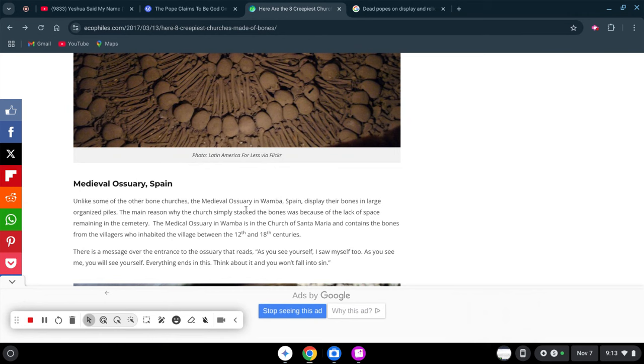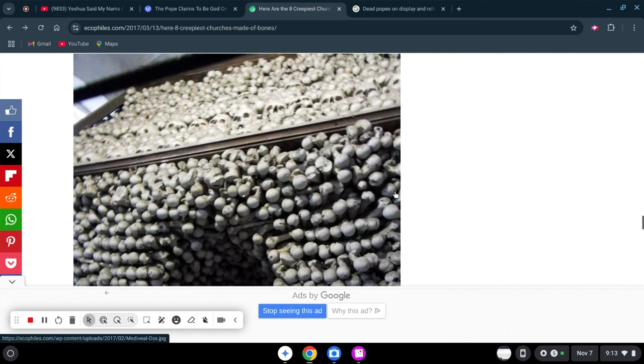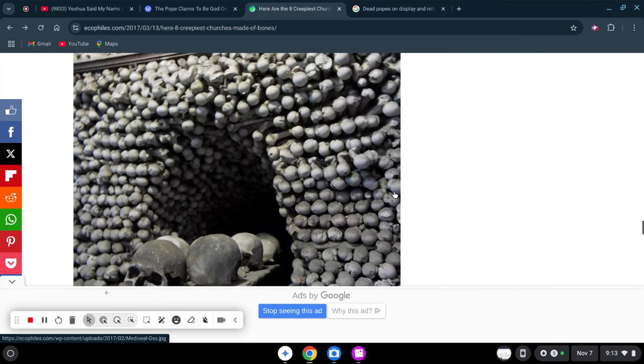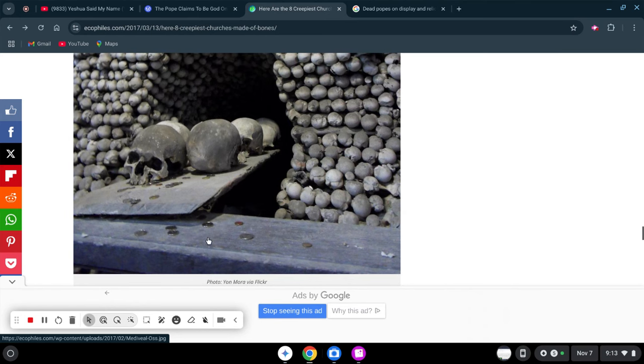Unlike some of the other bone churches, the medieval ossuary in Huamba, Spain, displays their bones in large organized piles. I mean, can you imagine that when the Lord walked this earth 2,000 years ago, he would have anything to do with any of this? I can't. Look at this. And people visit this and throw money at it, like offerings.